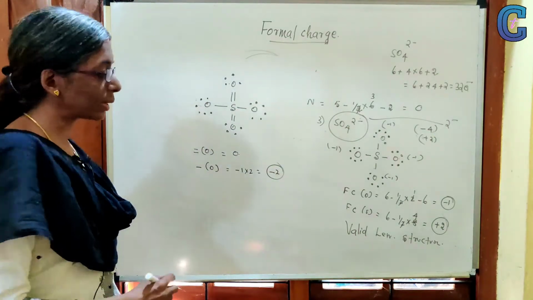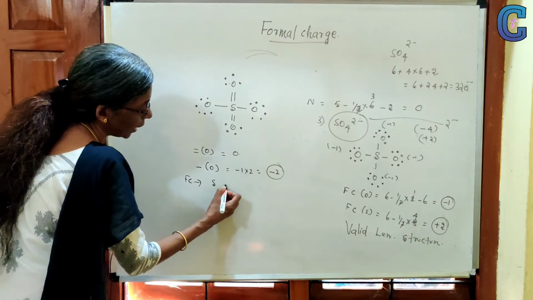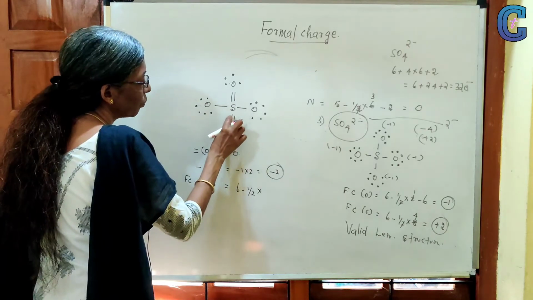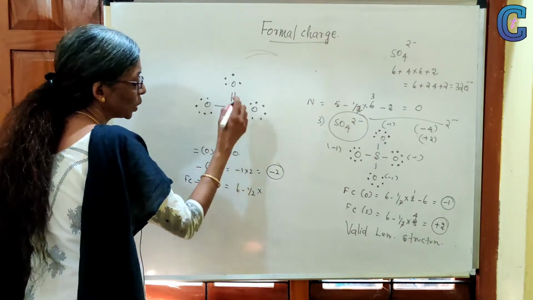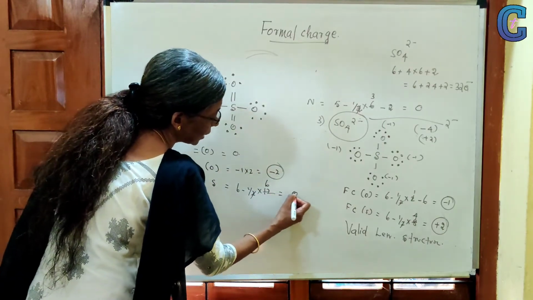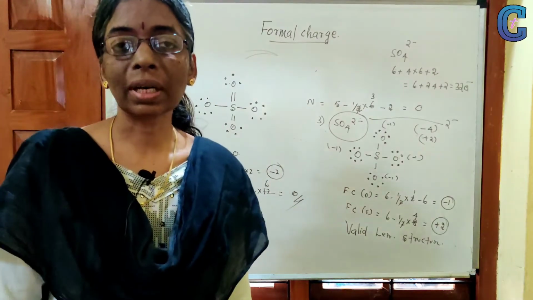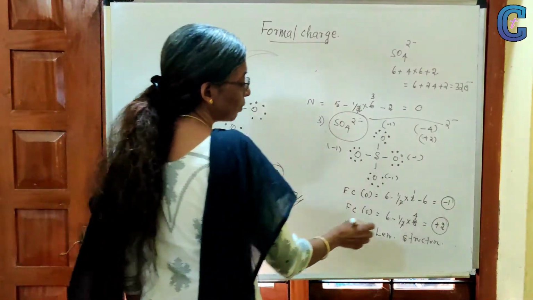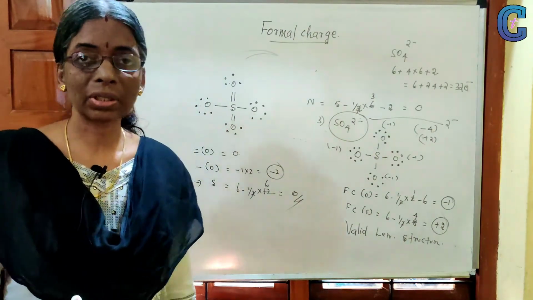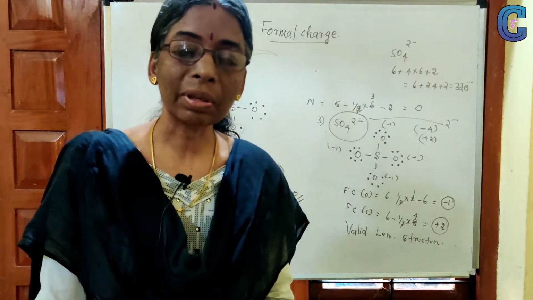Okay, now we go for sulfur. What is the formal charge for the sulfur atom? How will you write? 6 minus half into 12. So when you put 12 here, what will come? 6 minus 6 is equal to 0. So the central atom's formal charge is 0, whereas in the earlier structure the central atom formal charge is +2. We already studied in Lewis structures that the lowest possible formal charge, that means 0, will be more stable.